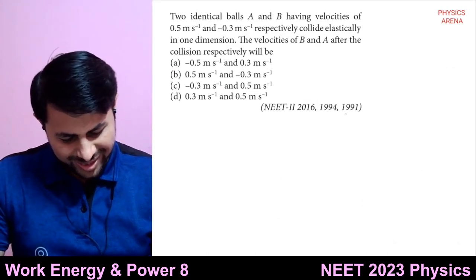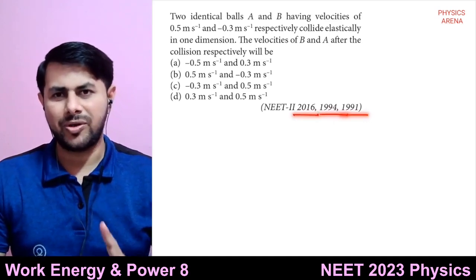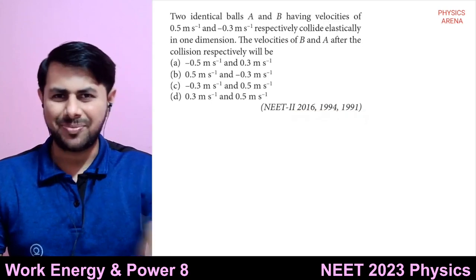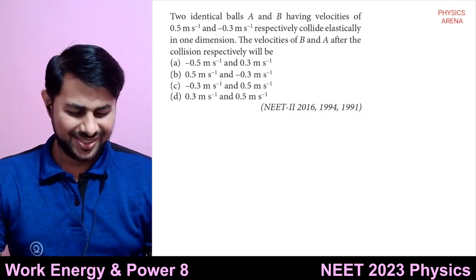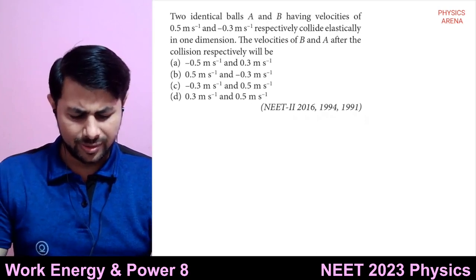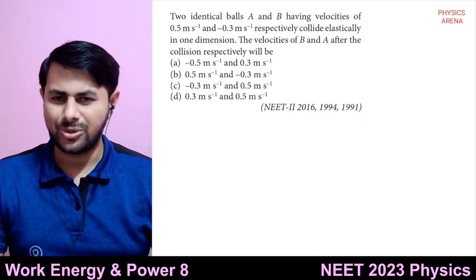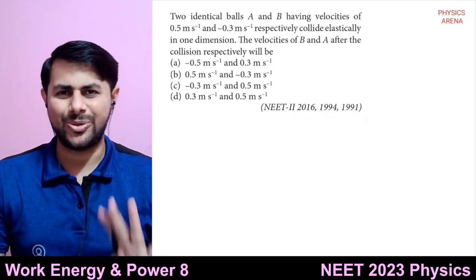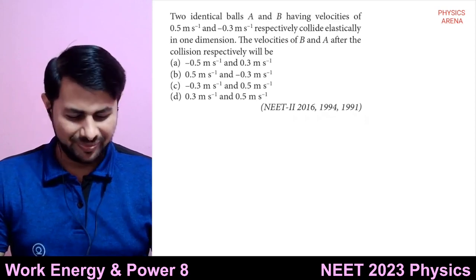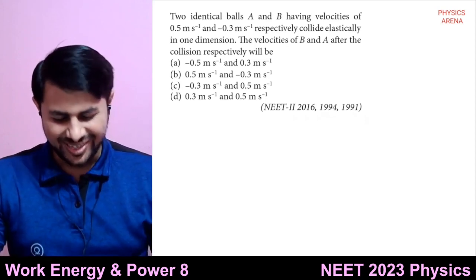So 1991, 1994, 2016, and there was one more time. Okay, so before I cropped these questions, there was one more time. So this kind of, or this question itself. Okay, so this question without changing values, they have repeated 4 times. Okay, so there must be something in this question. I don't know. All right.